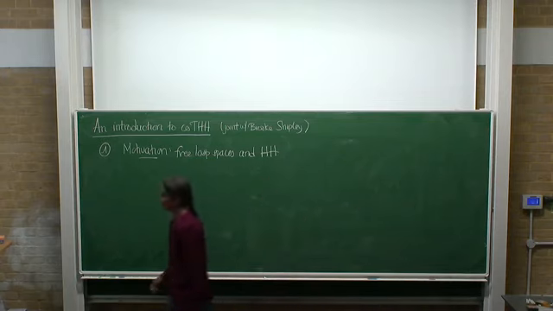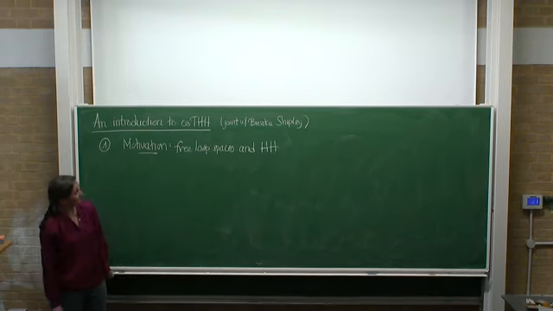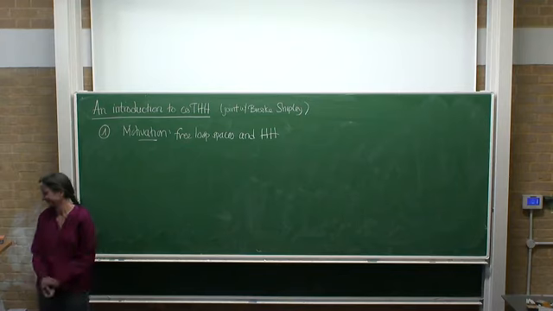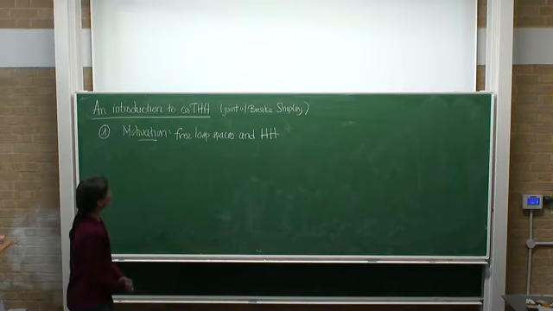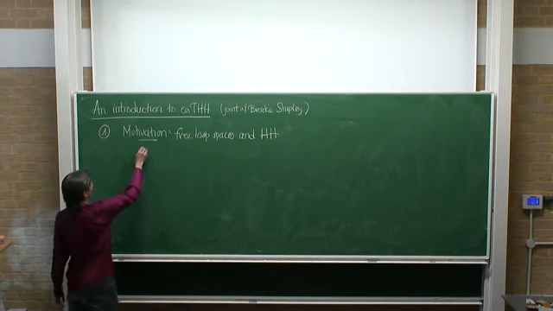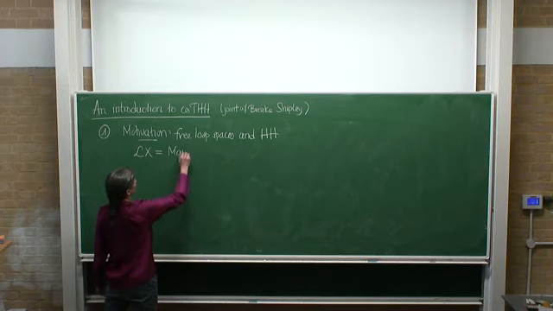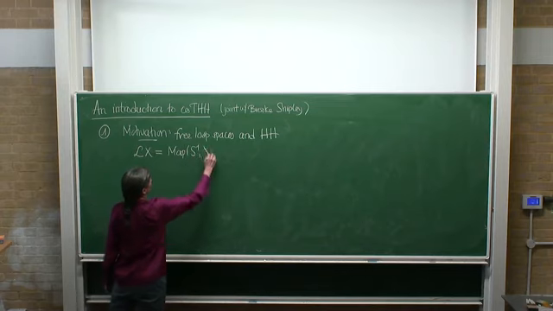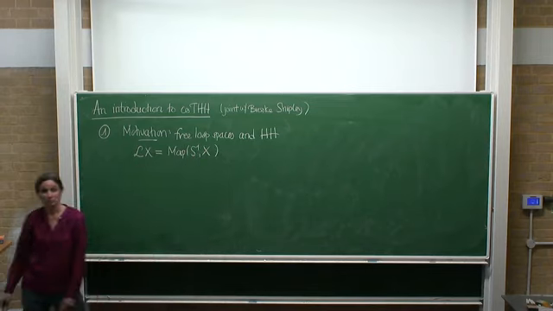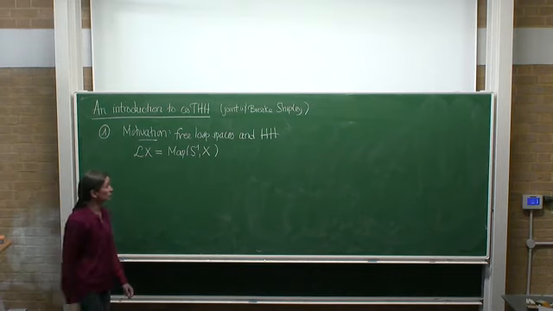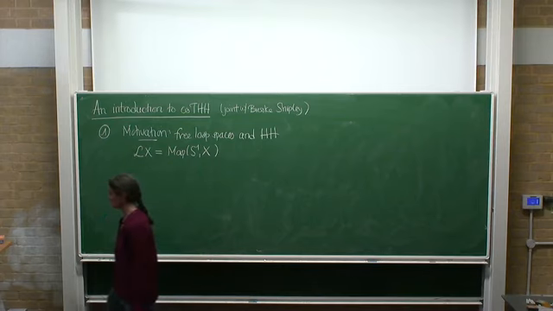Free loop spaces were my first topological love before I fell in love with configuration spaces. And well, I'm still somewhat faithful to free loop spaces. I think they're wonderful. So let me remind you of what free loop spaces are. We take a topological space X, then we're looking at the space of all continuous maps from the circle into the space X, equipped with compact open topology usually.